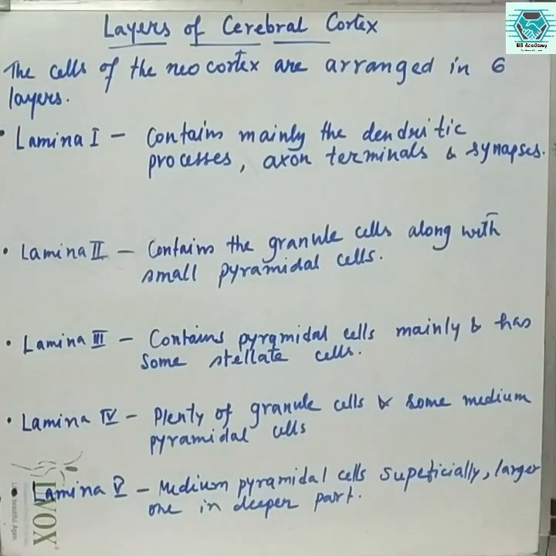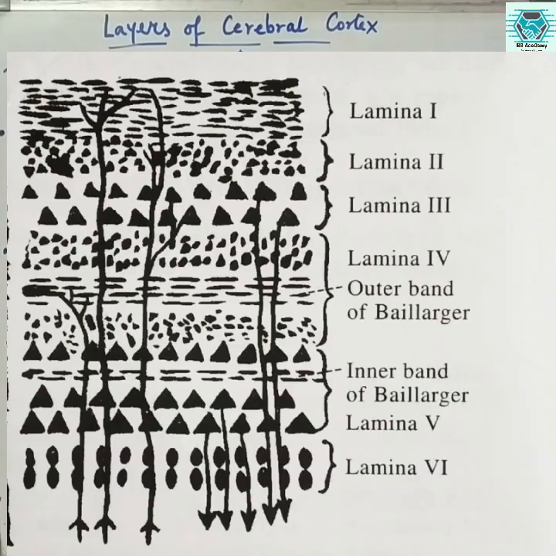Today I will discuss the layers of cerebral cortex. In my last video, you can see the diagram of brain and the parts of brain. Now today, the very important part of brain, that is the cerebral cortex. So what are the layers? In the diagram, you can see the layers of cerebral cortex. There are lamina 1, lamina 2, 3, 4 up to 6. So now we can discuss the layers.